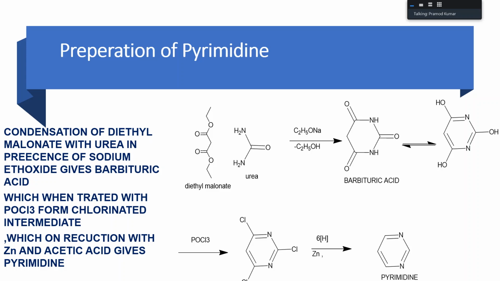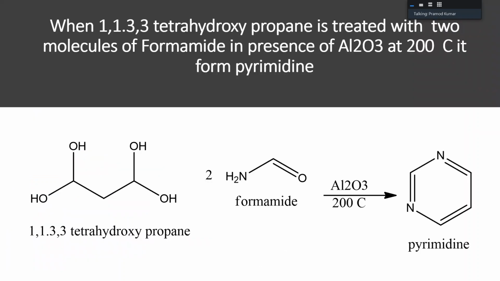You get barbituric acid. This is a method for synthesis of barbituric acid, which is a part of your sedatives, antipsychotics and all. Okay. So how to prepare barbituric acid? This is the way you can prepare barbituric acid. Okay. Then you can do different substitutions. Then it undergoes keto-enol tautomerism, followed by chlorination with POCl3 and reduction with zinc and acetic acid to give you your pyrimidine. You can use any other reduction method also.